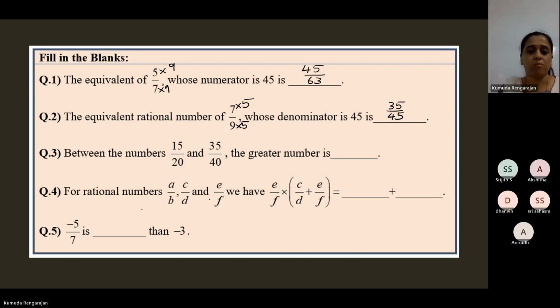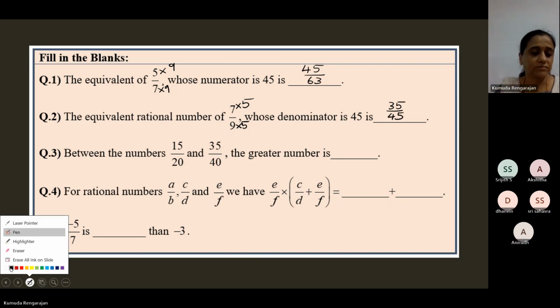Ma'am, next one, the number 40. Yeah, Dhanvin? Ma'am, next one, 35 by 40 is the answer. Okay, between the numbers 15 by 20 and 35 by 40, the greater number is 35 by 40. Okay.